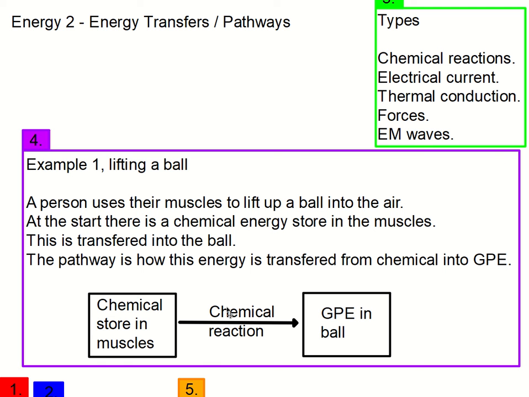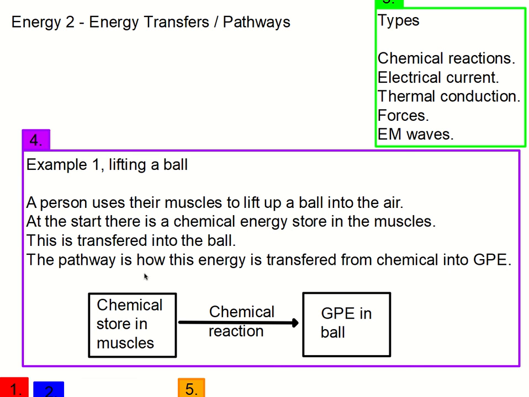So, recapping, trying to keep this as simple as possible because it can get very difficult, very detailed. To start off with, there was a chemical store in the person's muscles. They lifted the ball up, and that energy that started off in the muscles is now in the ball, but it's stored as gravitational potential energy. What happened to cause that change was a chemical reaction. The chemical reaction took place and it caused the energy to be transferred from chemical into gravitational energy.